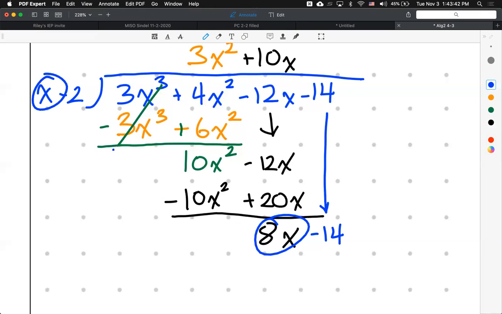So the question again is, what times this x will give us 8x? It's even easier than you're thinking. So 2 times x is 2x. How do I get 8x? You said 8x times x is 8x. It's not 8x, it's just 8, exactly. Just 8, a positive 8 here.